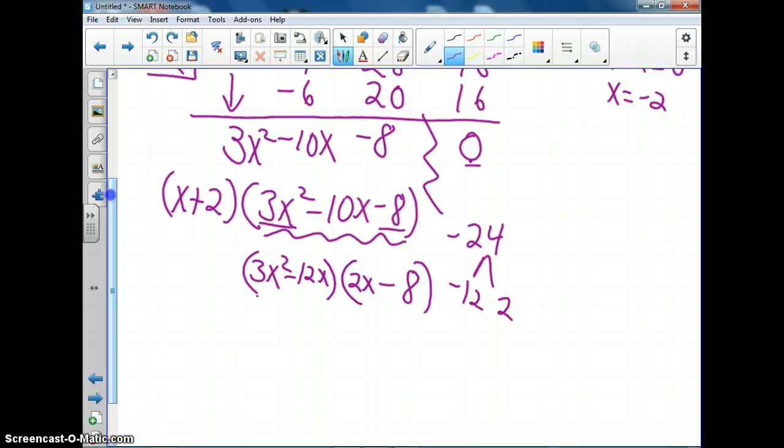Now tell me this. What's the common factor here? 3x. What's left over? X minus 4. What's the common factor here? 2. What's left over? Look at that, they match up. Now you're ready to get the answer.